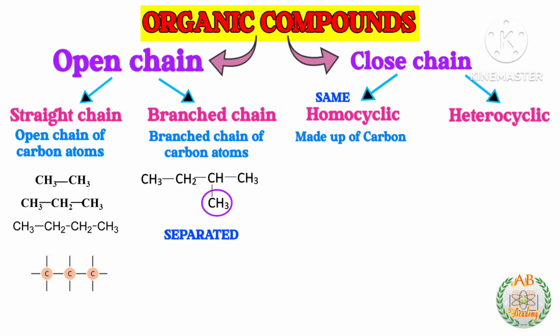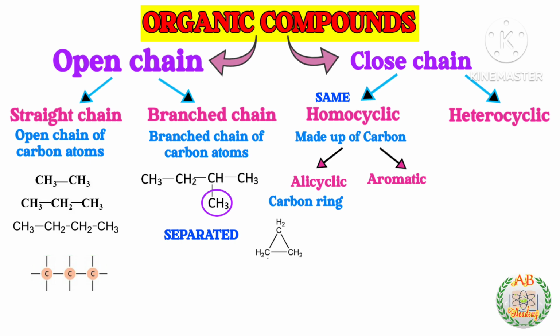Homocyclic organic compounds are further divided into alicyclic and aromatic. Alicyclic are those organic compounds which contain carbon atoms joined in the form of a ring. For example, cyclopropane, cyclobutane, cyclopentane, etc. The structure of cyclopropane is like a triangle. The structure of cyclobutane is like a square. And the structure of cyclopentane is like a pentagon.